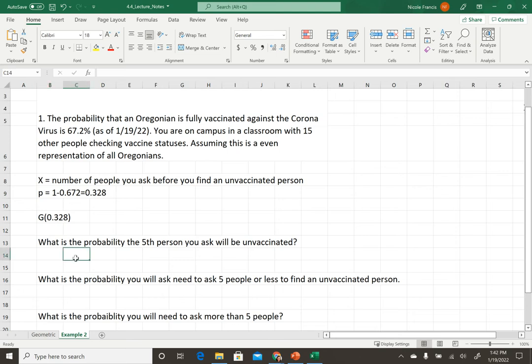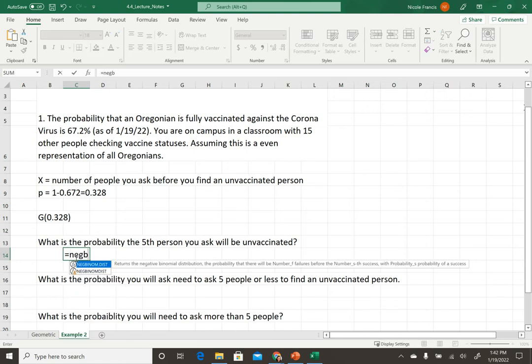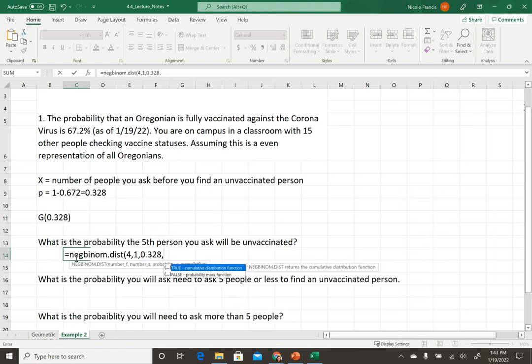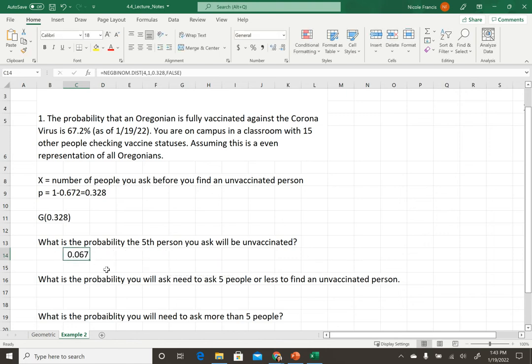We can also use the built-in negative binom distribution function. So negative binom dist. It says the number of failures. Well, we want 4 failures before our 1 success. The probability of a success is 0.328. And this time we want exactly the 5th person, so we're not saying 5th or less. So it's not cumulative. So the probability that exactly the 5th person we ask is unvaccinated is 0.067.